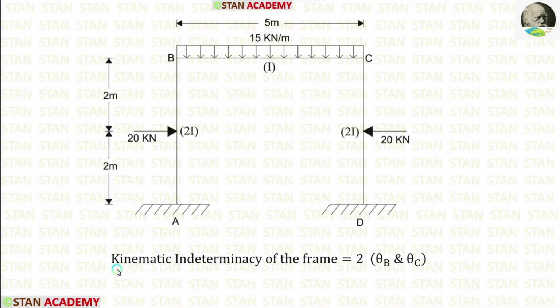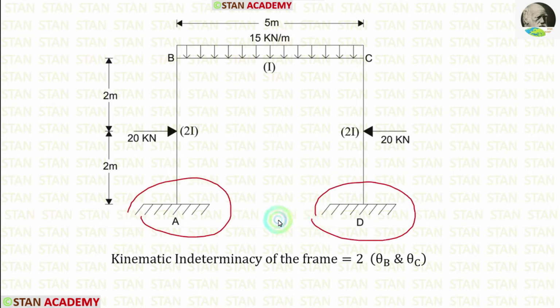In the stiffness matrix method, we have to find the kinematic indeterminacy. For that, we have to check the supports and the joints if there is any deflection or slope. In the points A and D, there are fixed supports. In the fixed supports, there will be no slope and deflection.